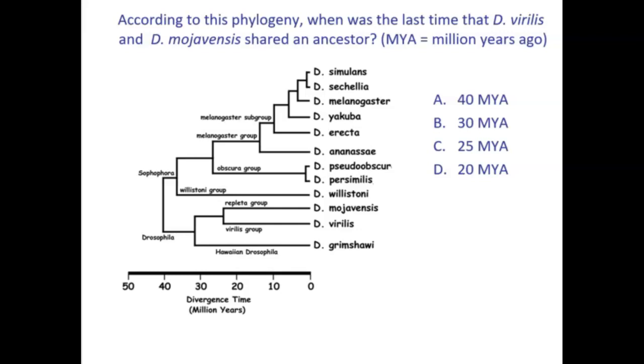Okay, let's quiz you a bit more. This is a phylogenetic tree of 12 species of fruit flies. Examine the branching pattern and the timeline at the bottom of the tree and answer the question. Your choices are at the right. Pause the video now and figure out your answer. Okay, the correct answer here is C, which is 25 million years ago.